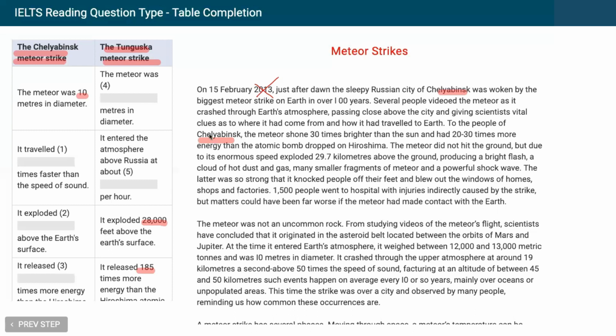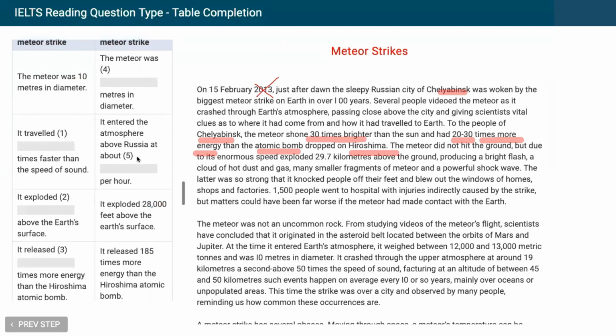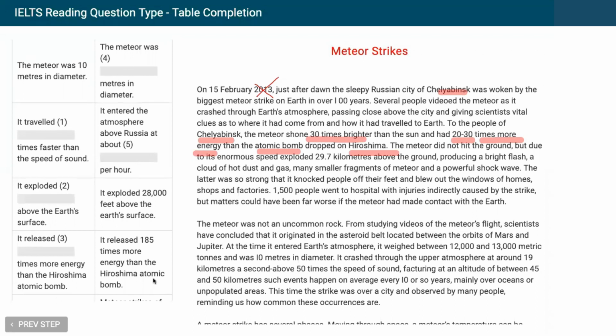And so I'll start here. It says, to the people of Chelyabinsk, the meteor shone 30 times brighter than the sun and had 20 to 30 times more energy than the atomic bomb dropped on Hiroshima. All right, I'm not sure if you remember, but I definitely remember we had information about the atomic bomb and Hiroshima in our column. So let me go ahead and just erase these highlights so we don't get confused. And I'll move down so we can see everything that is included in our columns.